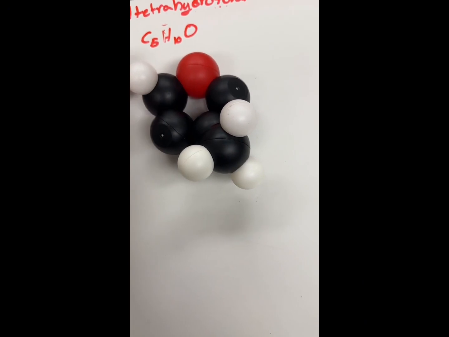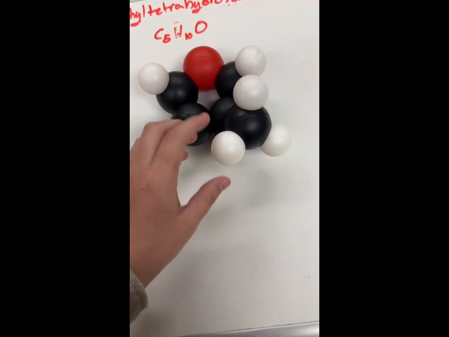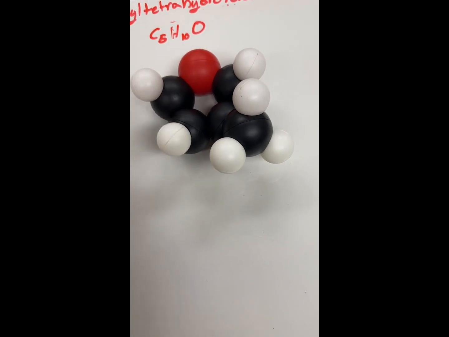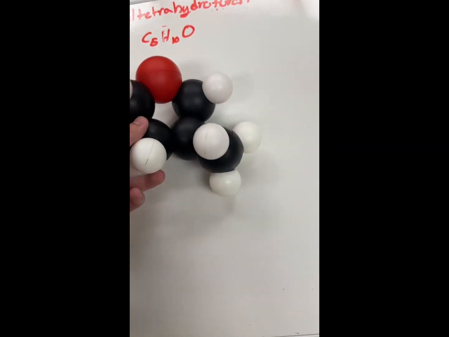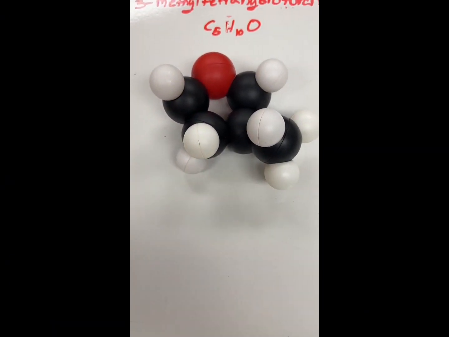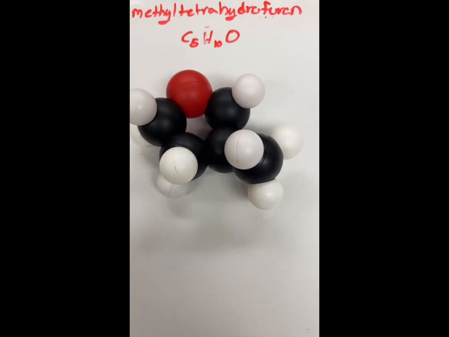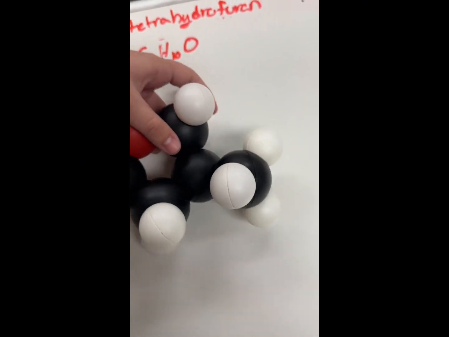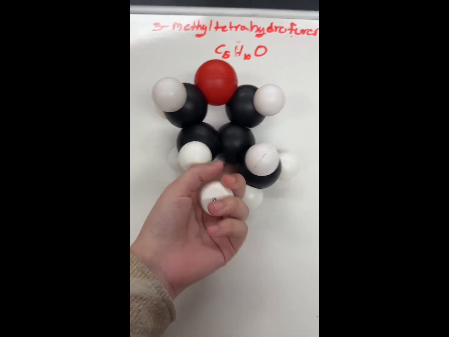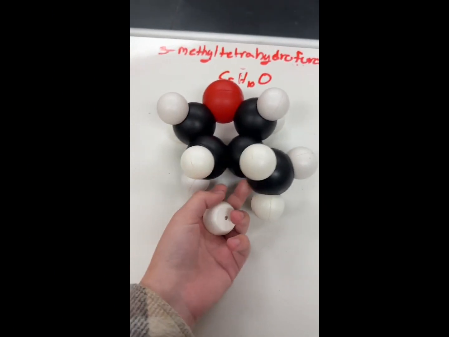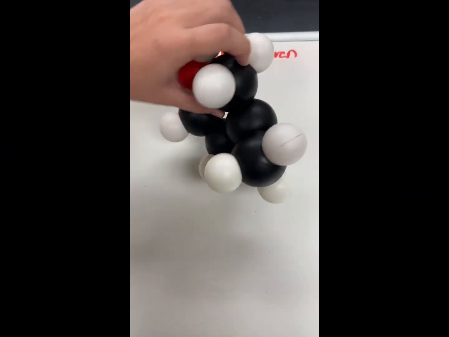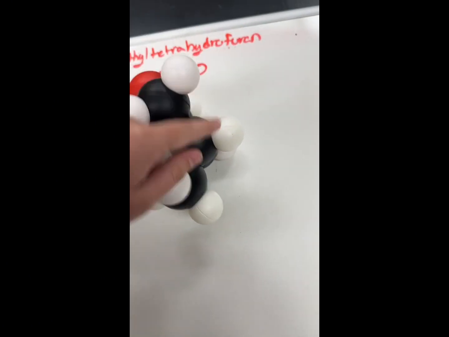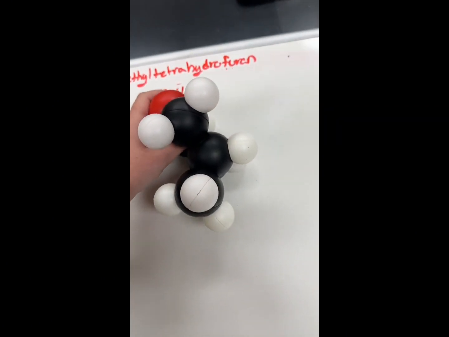So you can see that this carbon here has 3 hydrogens attached because it's only attached to this 1 carbon. All of these 3 carbons here are going to have 2 hydrogens attached. And this one here is only going to have room for 1 more hydrogen.